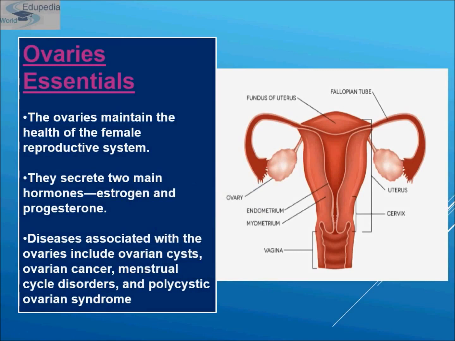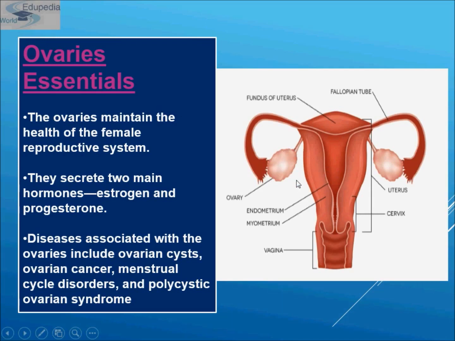My topic for the presentation is the 12th section of the chapter Chemical Control and Coordination. In this section of the presentation, we'll be studying about the ovaries. So let's study the ovaries first.